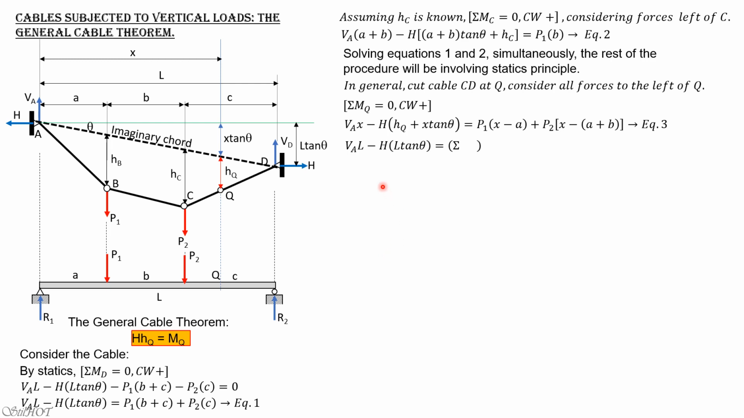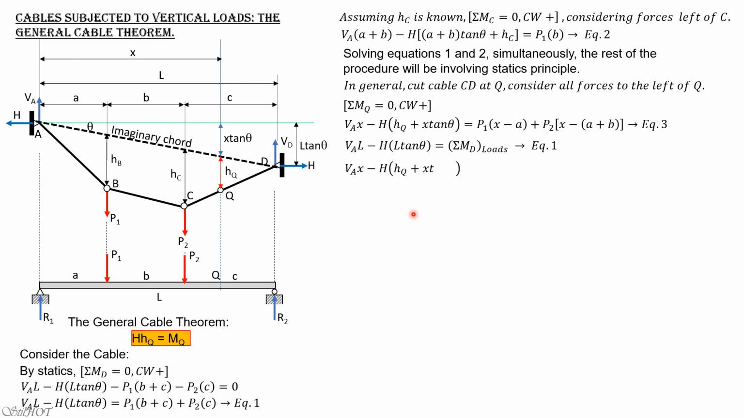Then V sub A times L minus, this is from equation 1, H times L tangent theta equals P1 times B plus C plus P2 times C, and we will call this the summation of moment about D due to the loads. So this value is P1 times B plus C, then plus P2 times C. We will just call it summation of moment about point D due to the loads. So call that equation 1, which is the same as this.